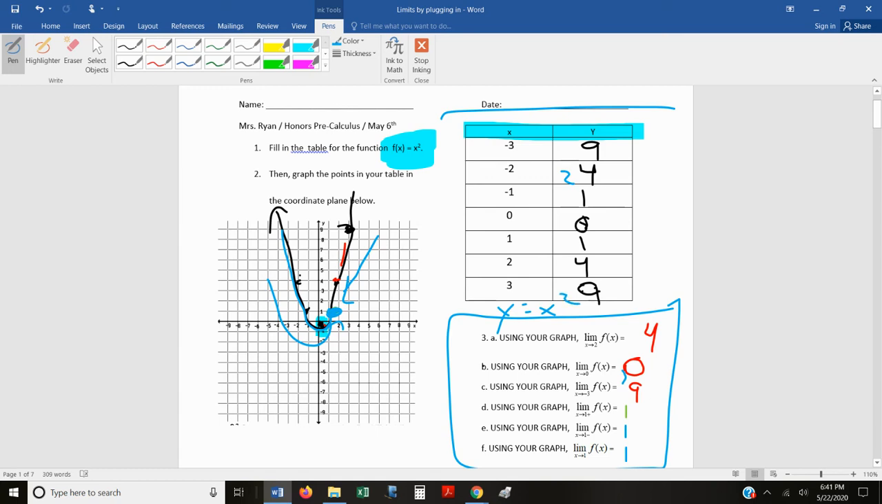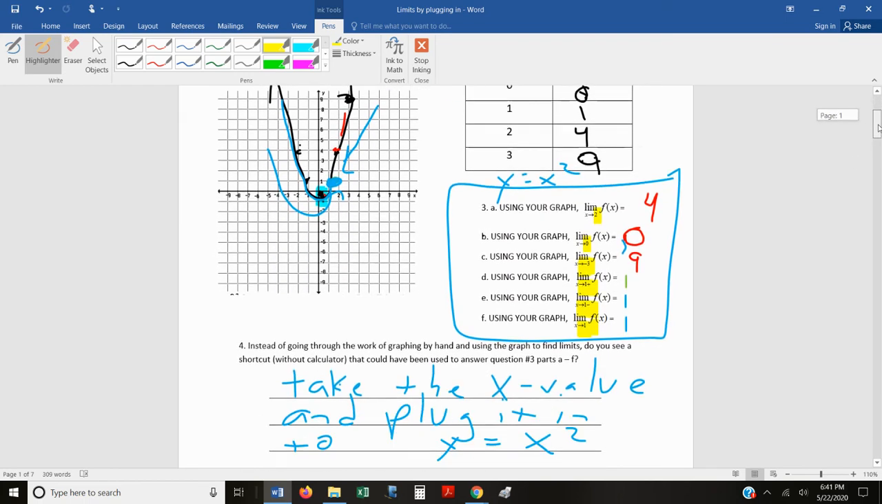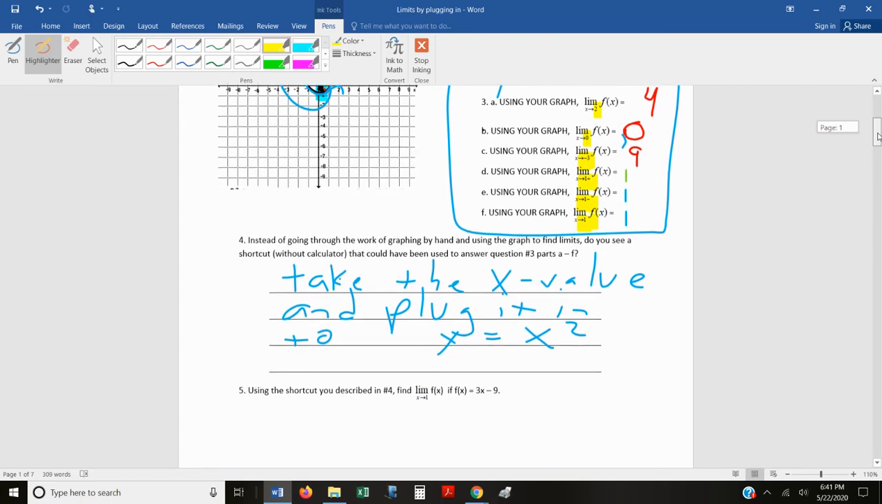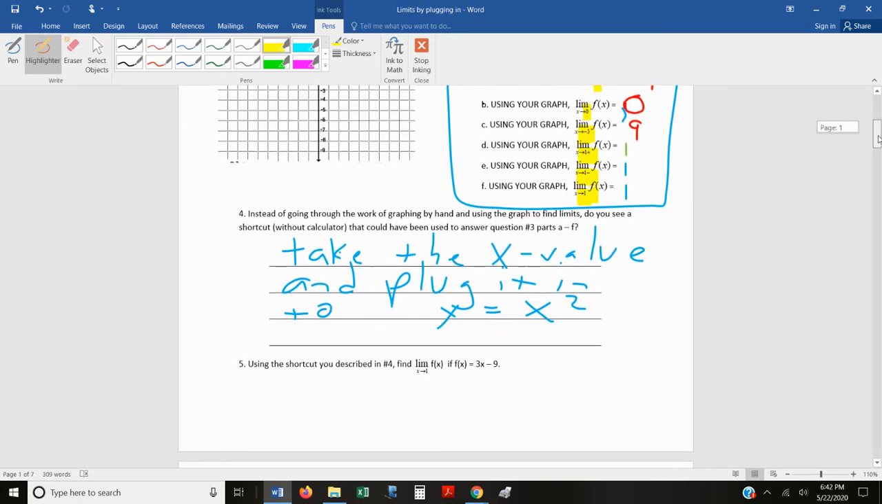And this number 2, so 2 squared is 4, 0 squared is 0, negative 3 squared is 9, 1 squared is 1, 1 squared is 1, and 1 squared is 1. So that's kind of the first thing that we learn, the first approach that we take. Instead of doing the graph by hand and using the graph to find limits, sometimes you can just plug in the number and get the answer. So we would call that a shortcut.